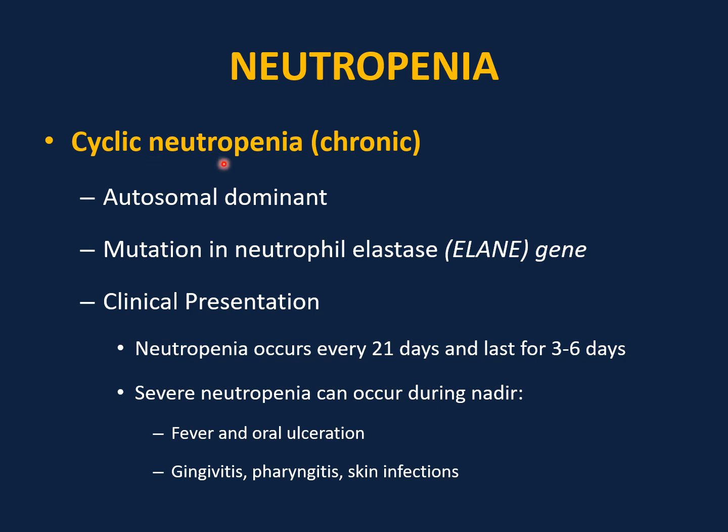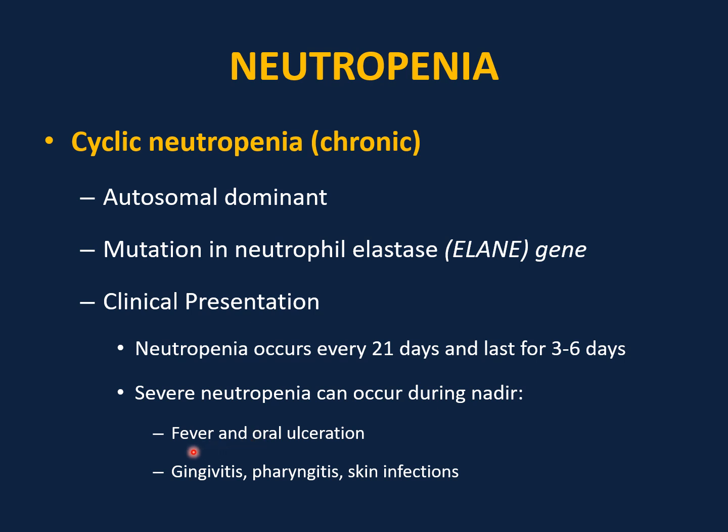So very important to know the causes of acute neutropenia. Cyclic neutropenia is a rare cause of chronic neutropenia, very rare. It is autosomal dominant because of mutation in the neutrophil elastase gene. Clinical presentation: they present with neutropenia in cycles. So neutropenia occurs every 21 days and lasts for 3 to 6 days. And severe neutropenia can occur during nadir, which is the lowest point of neutropenia.